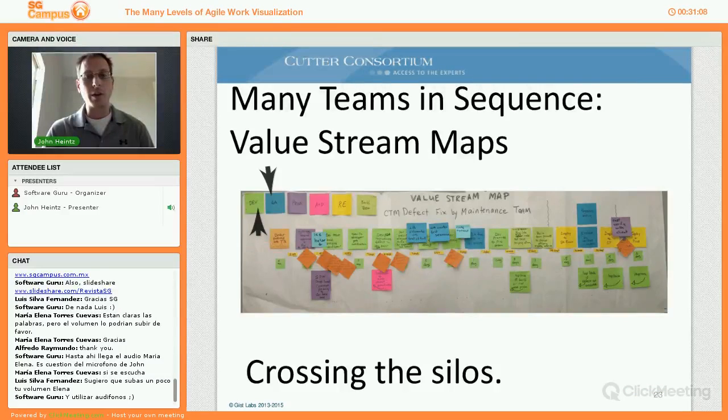Being able to study the work that's flowing all the way through this across all of the different silos, being able to see the whole picture of work flowing through, and then being able to optimize the whole picture provided a significant benefit to this organization.